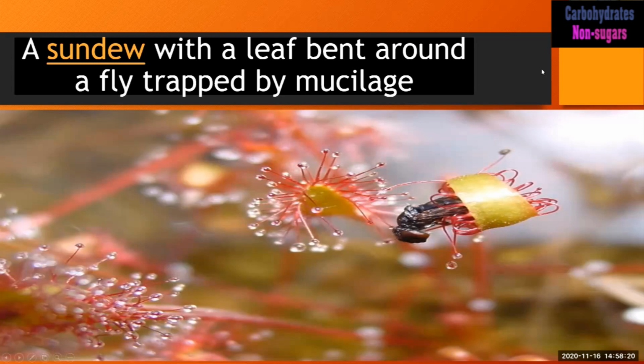So here is an example of this mucilage: a sundew plant with a leaf bent around a fly trapped by the mucilage. So when there is a fly, it is trapped by the mucilages of the plant.